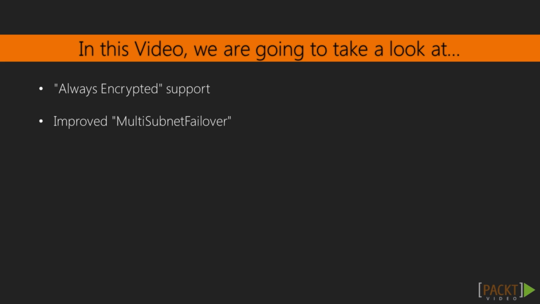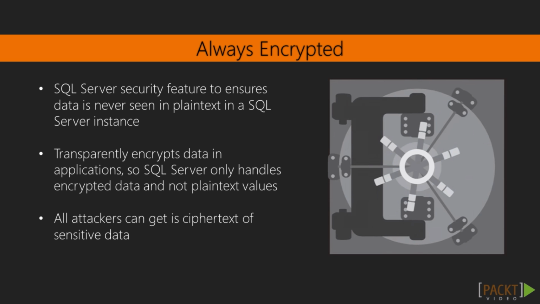In the previous video, we looked at new cryptography support features. In this video, we're going to take a look at some new features in ADO.NET, specifically the Always Encrypted support that's been added, and also the improved multi-subnet failover. There's a new feature called Always Encrypted, and this feature ensures sensitive data is never seen in plain text in an SQL Server instance. Always Encrypted allows client applications to encrypt sensitive data without revealing the encryption keys to the database engine, so that data can't be accessed either in flight or at rest.